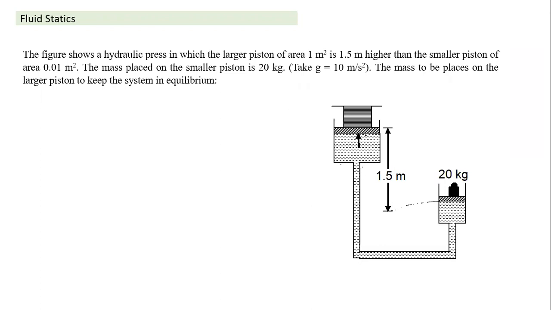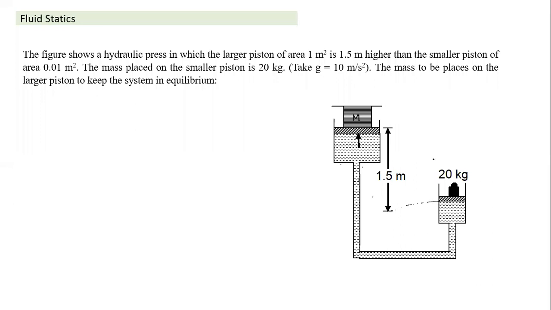In this case, the two pistons are not at the same level. So let's understand, the method is very simple here as well. If one mass is 20 kg, what is the mass it can support? What mass should I place? Because if I place unequal mass, what will happen? The liquid level will start changing.